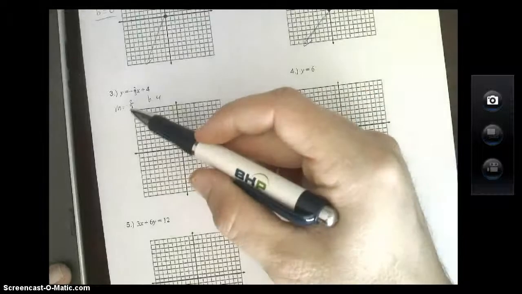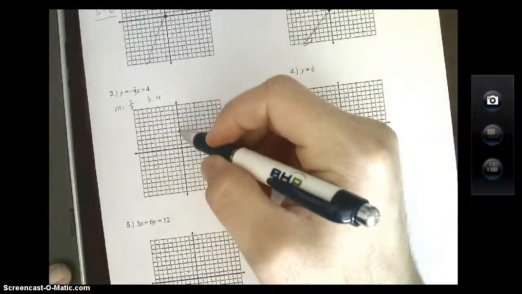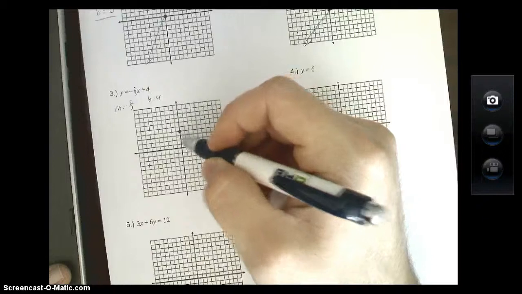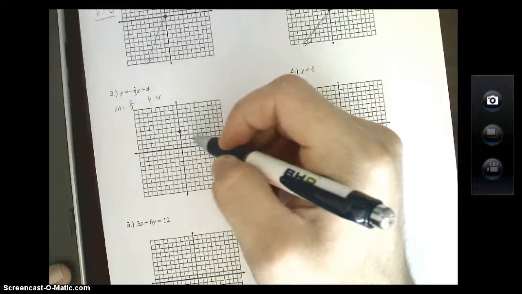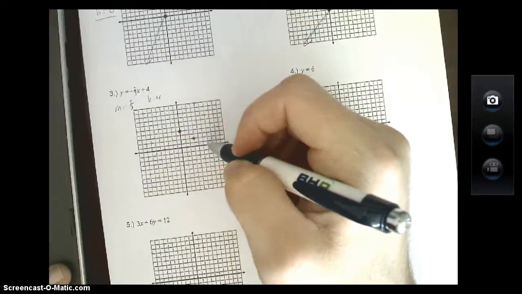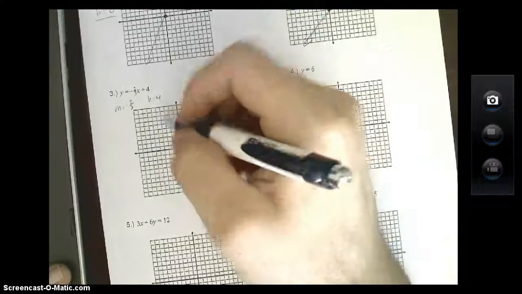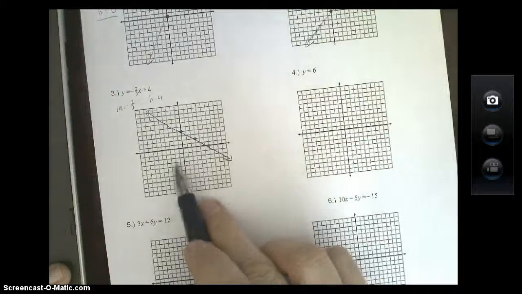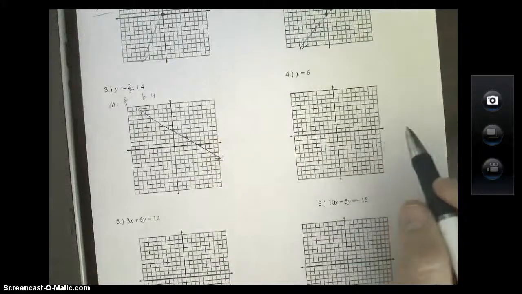My slope is negative 2/3. Negative, instead of going up, we're going to go down first. So down 2, right 3. Down 2, right 3. Again, you don't have to keep drawing these points, but if they help. Connect your dots. If you're off a little bit like I am right there, it's okay. Human error. Nobody's perfect.